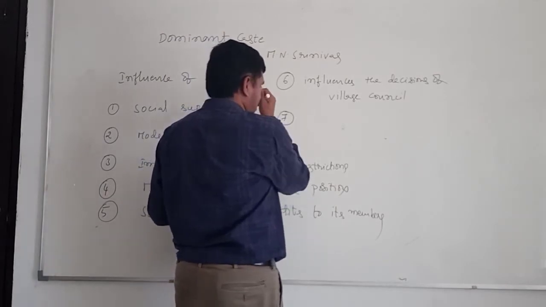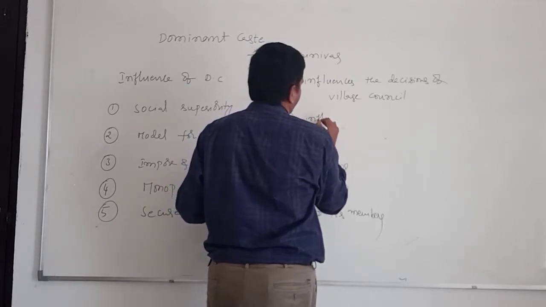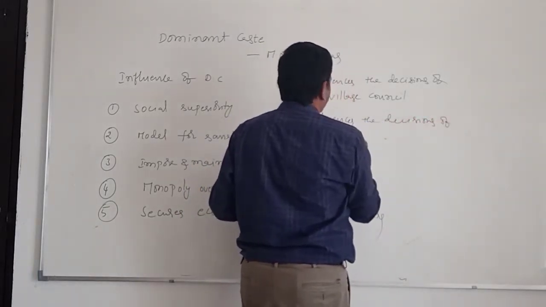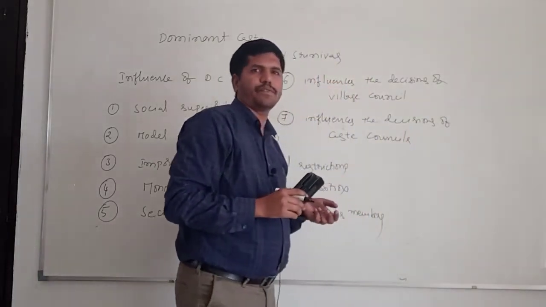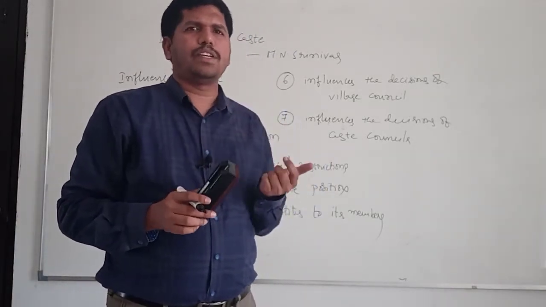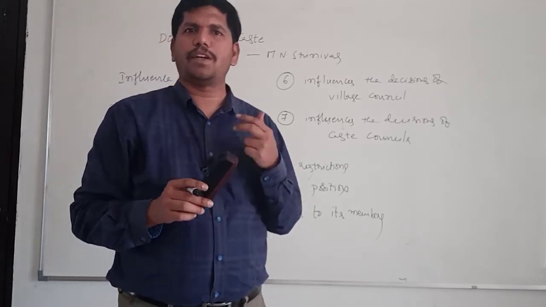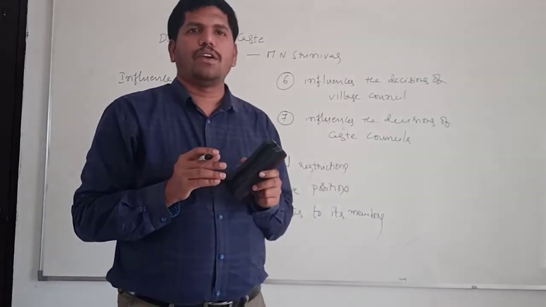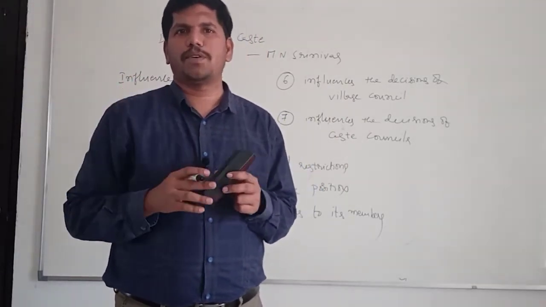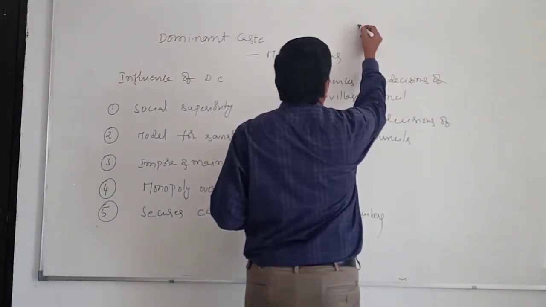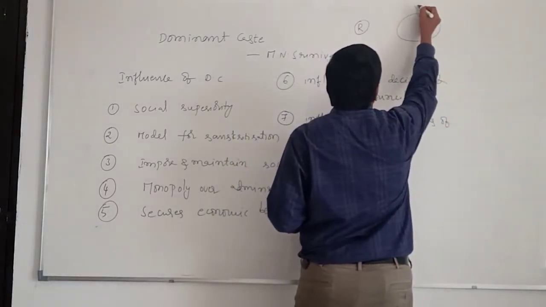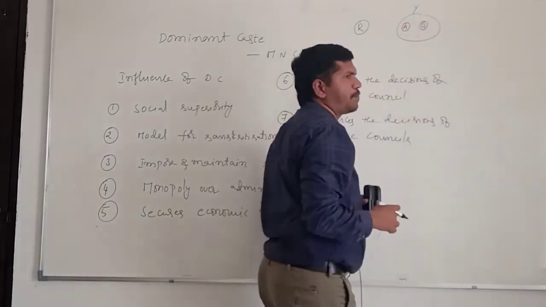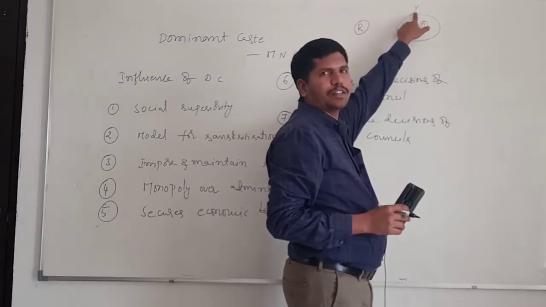Similarly, the dominant caste influences the decisions of caste councils. Say for example, consider me. If I am a member of a dominant caste in a particular village, consider Reddys. I belong to the Reddy community, the dominant caste, let us assume. Then in another caste, there is a conflict among its members. Say for example, Yadavas. In Yadavas, there is a dispute between two people, A and B.